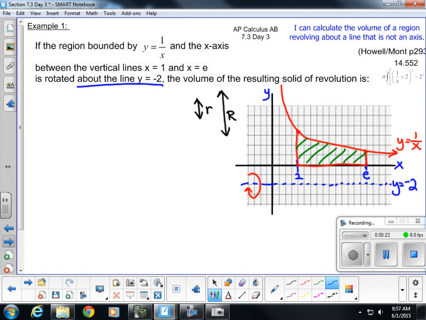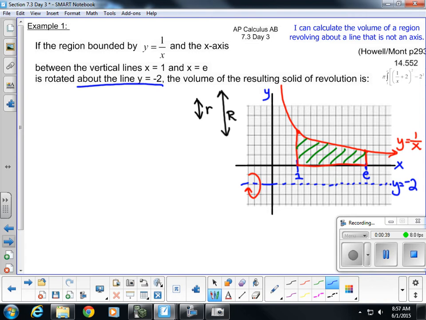We've talked about revolving around the x-axis and revolving an area about the y-axis. Now we're going to revolve about other lines, not just the x or y axis. The first one we're going to start out with, like I said, is y equals -2.